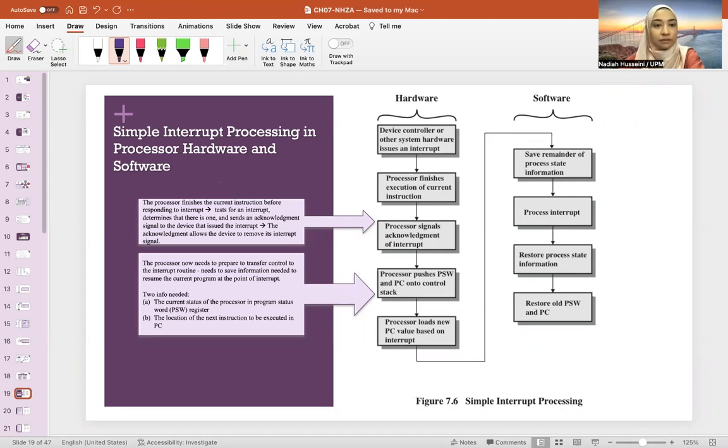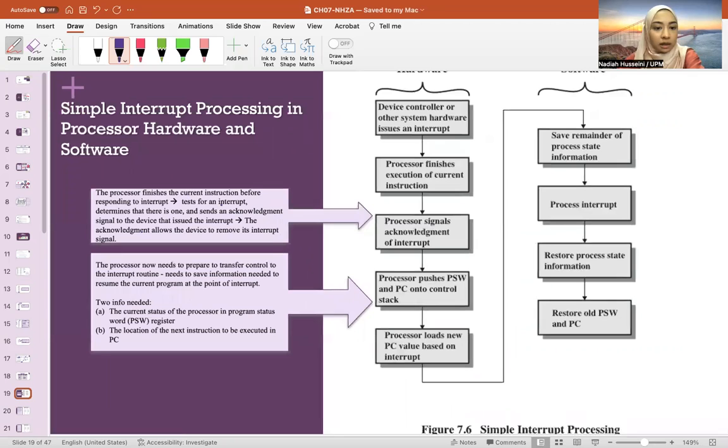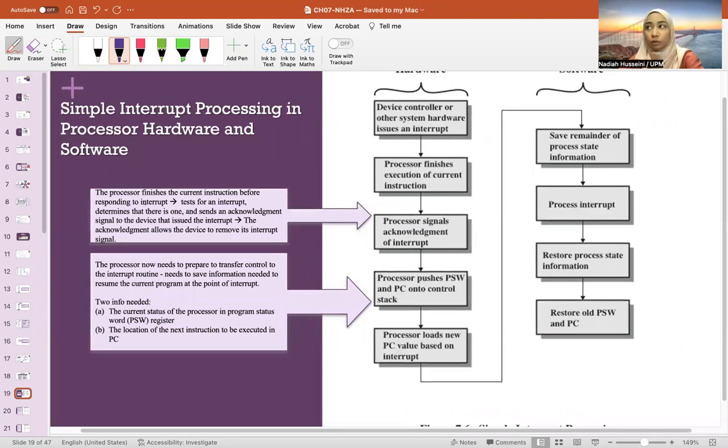So then the processor finishes the current cycle. So this is where we are at: the processor finishes the current instruction before responding to the interrupt. It knows that the interrupt has happened, but it finishes what it's currently doing. And then it tests for interrupt, determines that there is one, and sends an acknowledgement signal to the device. Even though the I/O module already told the processor that it is triggering an interrupt, right? The processor still needs to make sure that the interrupt still exists after it has completed its instruction. So that is why it is necessary to test for an interrupt.